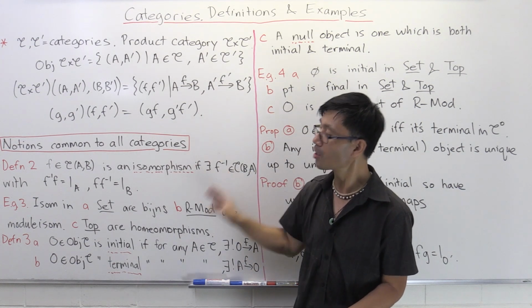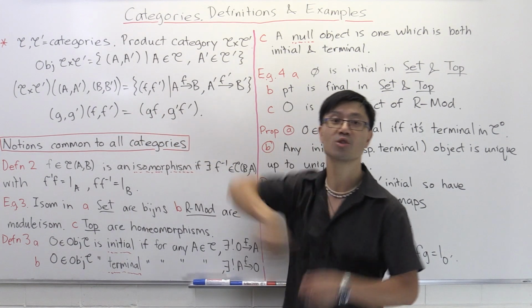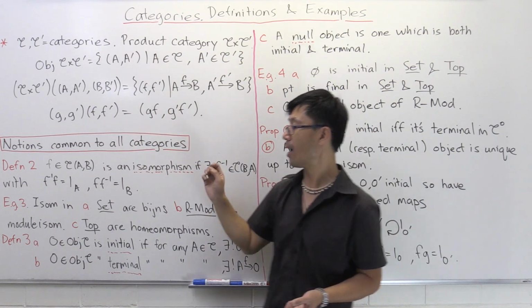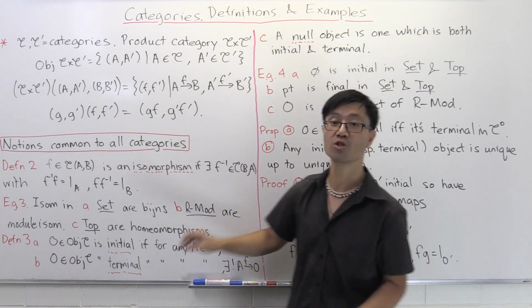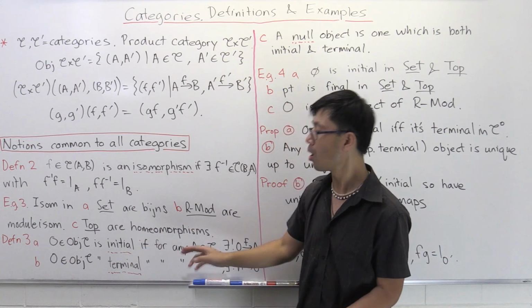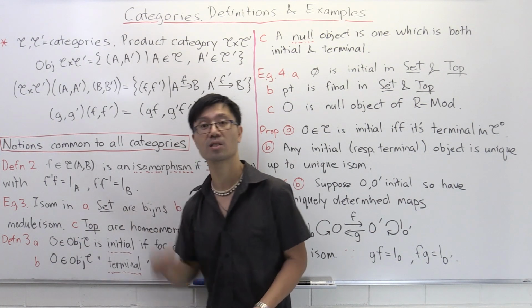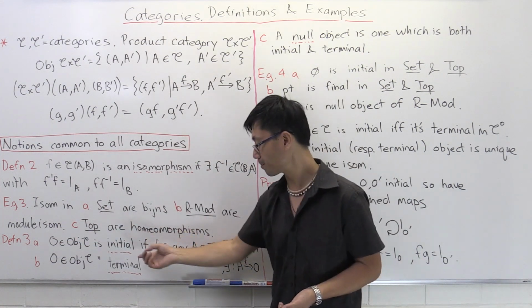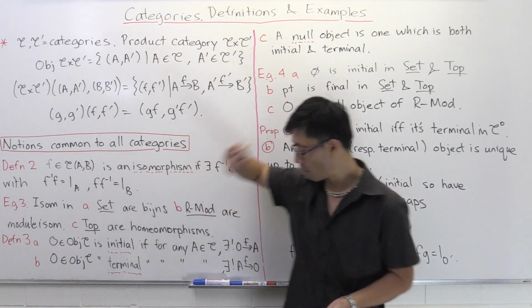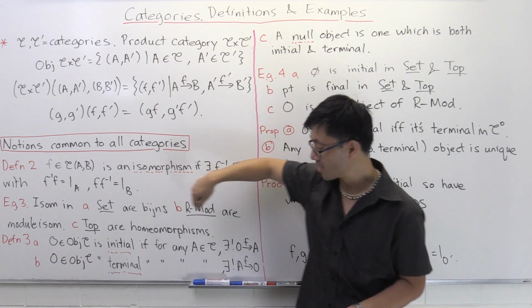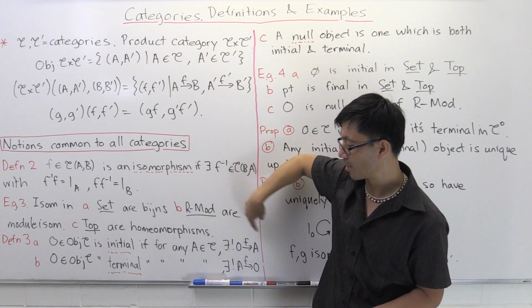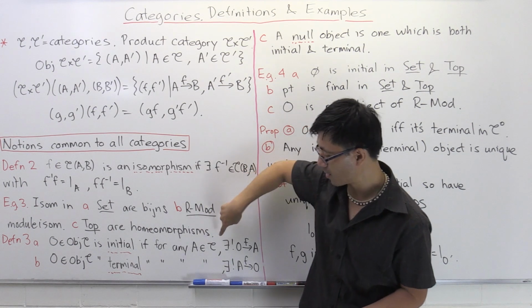Now I want to give you some more notions which are common to all categories. The first one is the notion of an initial object. Let's suppose you have an object 0 inside C. So 0 is just the notation for something. We call it an initial object if basically there's a unique map coming out of it to anything else. So for any other object A inside C.